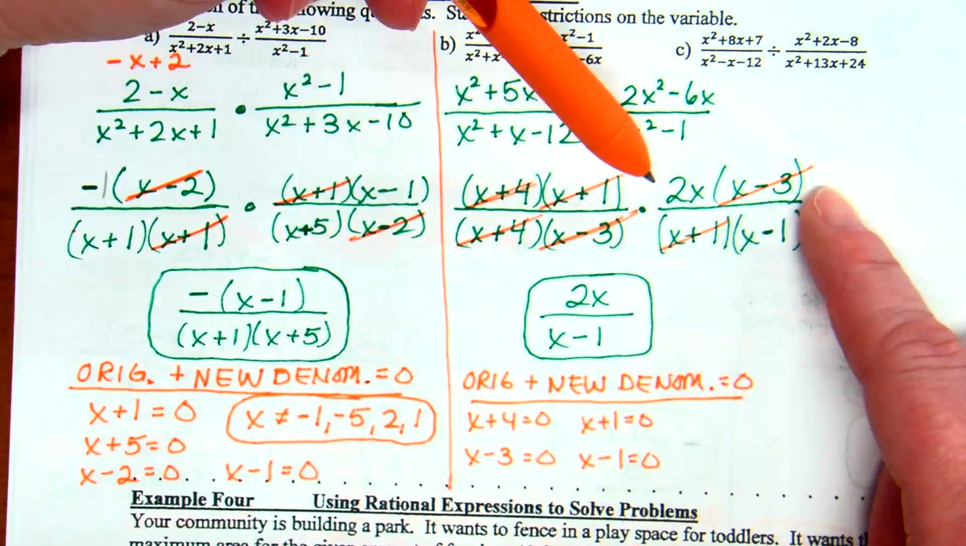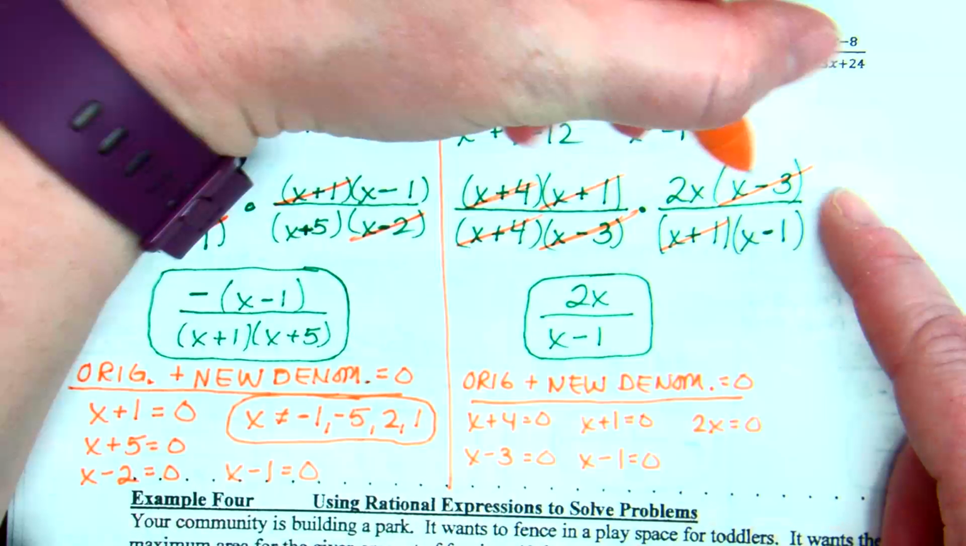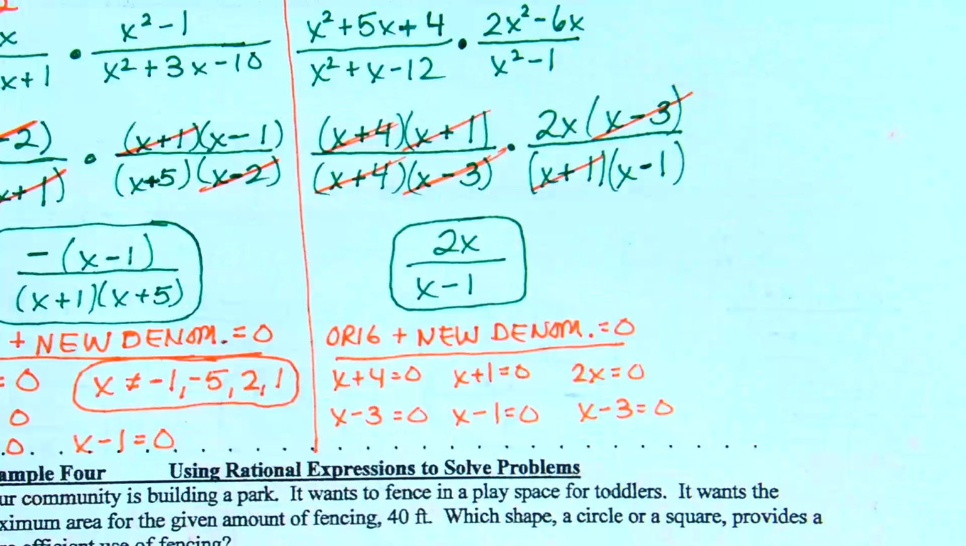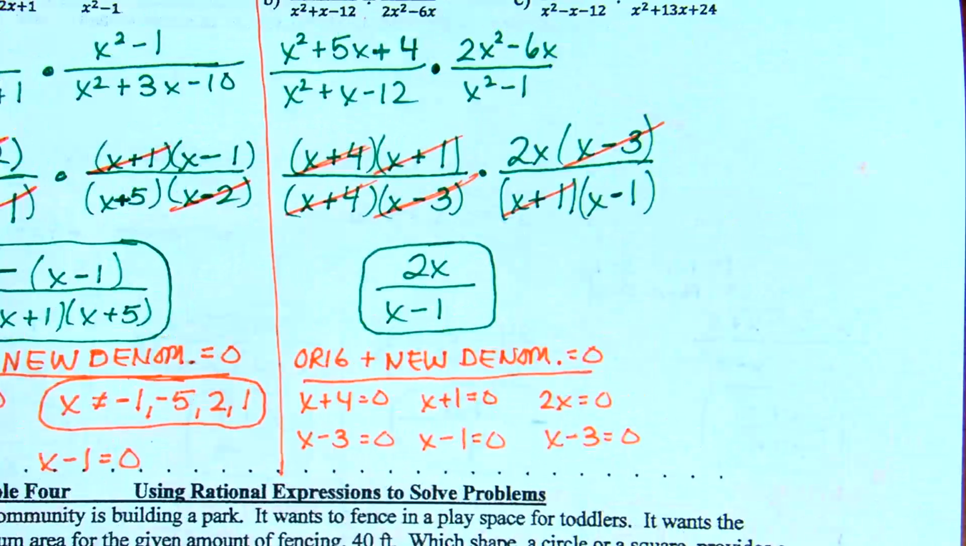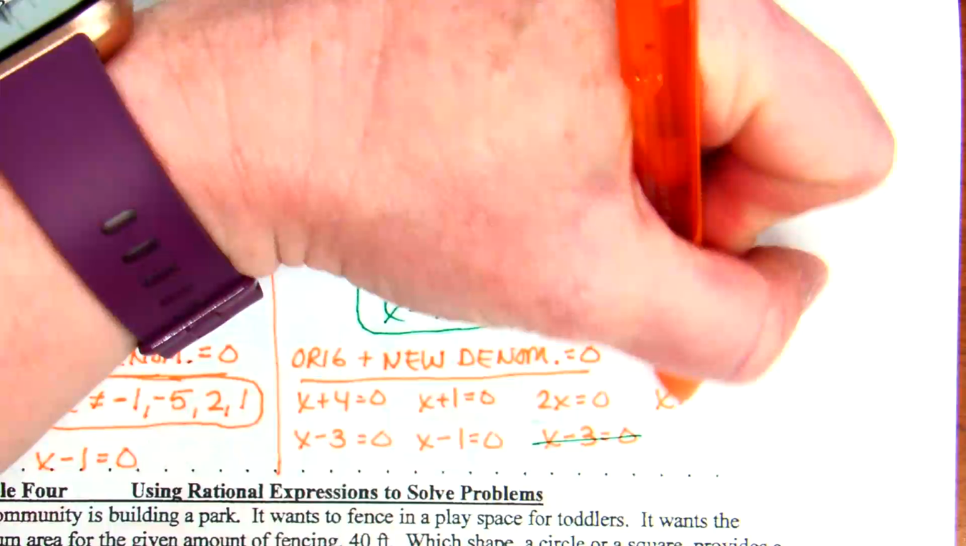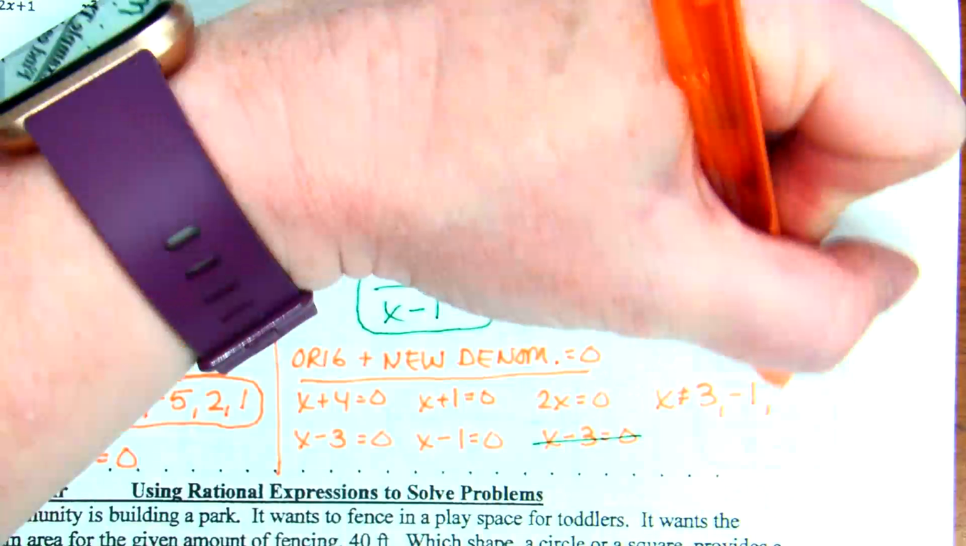And so we're going to set 2x equal to 0 and x minus 3 equal to 0. So I just wrote out 6 things equal to 0, but one of those was a duplicate, right? I really don't need that one. That's a duplicate. So what are my variable restrictions here? 3, negative 1, 1, plus or minus 1 and 0.